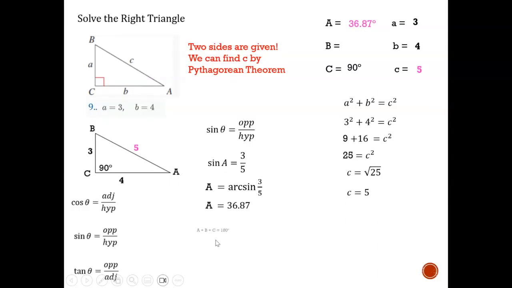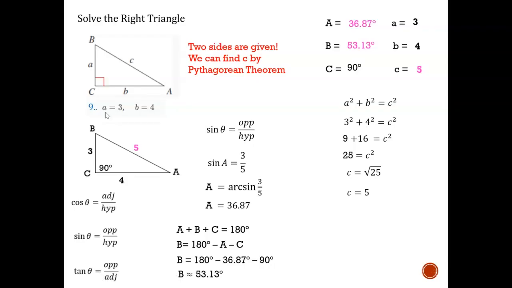Now to solve for angle B, we use angle A plus angle B plus angle C equals 180. So angle B equals 180 minus angle A minus angle C. So it'll be 180 minus 36.87 minus 90 degrees. It's going to give us approximately 53.13. So the angle B is 53.13. I believe here, guys, this is from the homework number 9. I believe they want you to round off to 2 places.